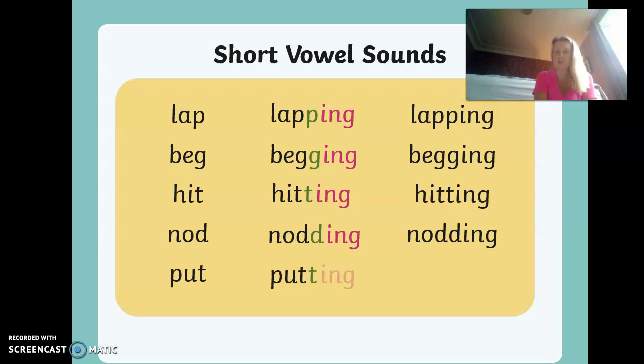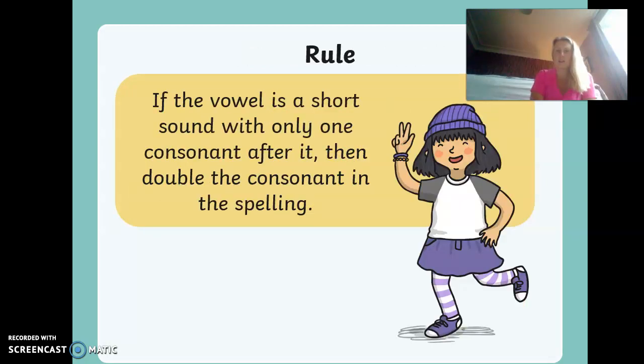We needed two consonants there, didn't we? Because it was a short vowel sound. That O is the short vowel, isn't it? If the vowel is a short sound with only one consonant after it, then we need to double the consonant in your spelling. That's a rule.